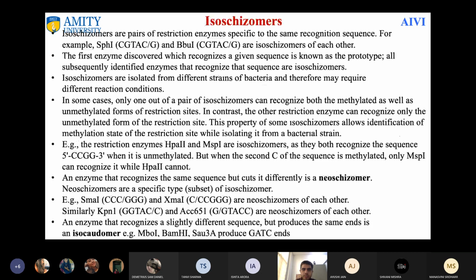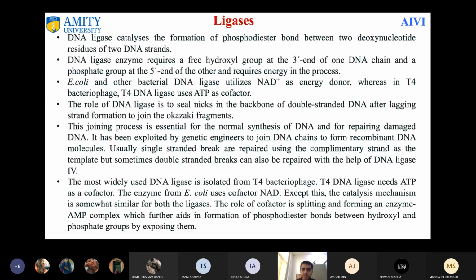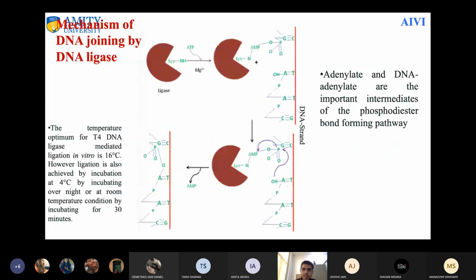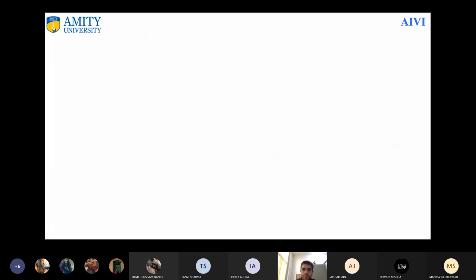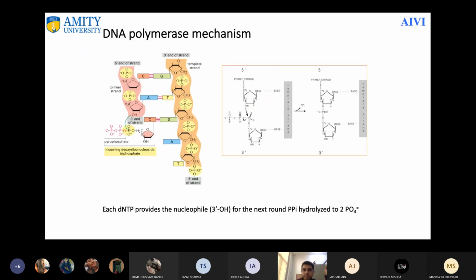In the case of DNA, we are talking about DNA polymerase, which means DNA polymerization. These enzymes are involved in DNA replication. And when we are talking about DNA replication, what properties do DNA polymerases have? They play the same role in molecular biology also: 5 prime to 3 prime polymerization, 3 prime to 5 prime exonuclease, or 5 prime to 3 prime exonuclease activity.